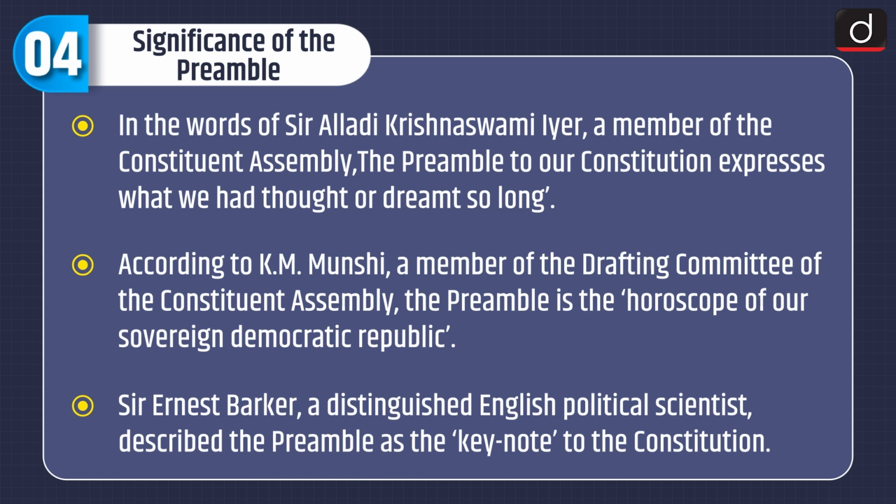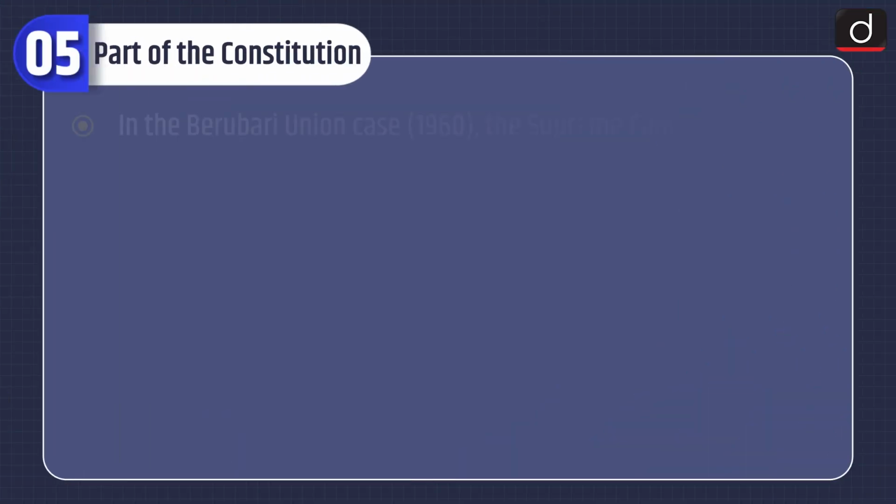According to K.M. Munshi, a member of the drafting committee of the Constituent Assembly, the Preamble is the horoscope of our sovereign democratic republic. Sir Ernest Barker, a distinguished English political scientist, described the Preamble as the keynote to the Constitution. Part of the Constitution.